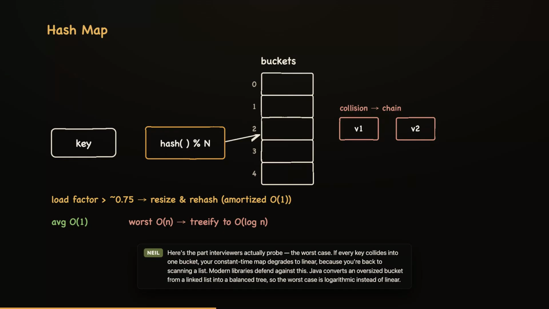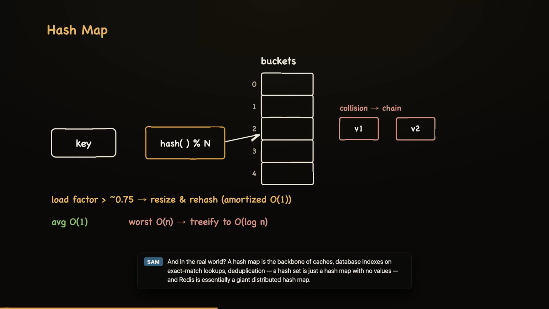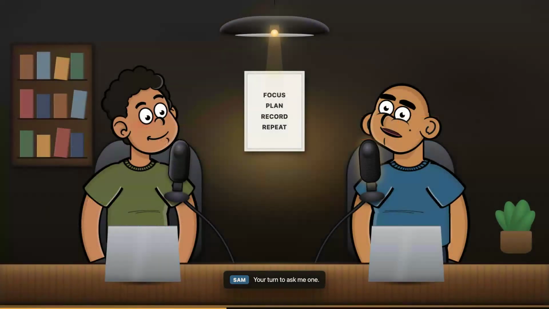of linear. And in the real world, a hash map is the backbone of caches, database indexes on exact match lookups, deduplication. A hash set is just a hash map with no values, and Redis is essentially a giant distributed hash map. Your turn to ask me one.